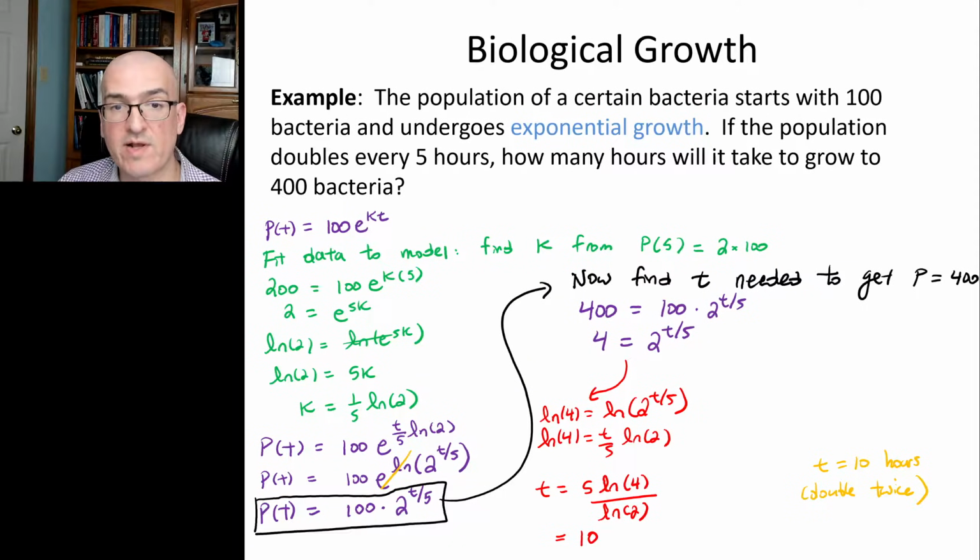It's 10 because you can write ln 4 is equal to ln of 2 squared. Bring the 2 down in front, so you have 10 ln 2 on top, ln 2 in the bottom. The ln 2's cancel, you're just left with a 10. I'll show you a second way to do this.